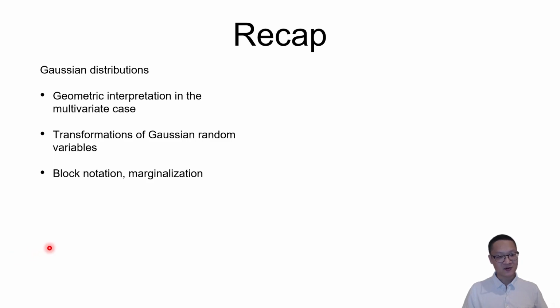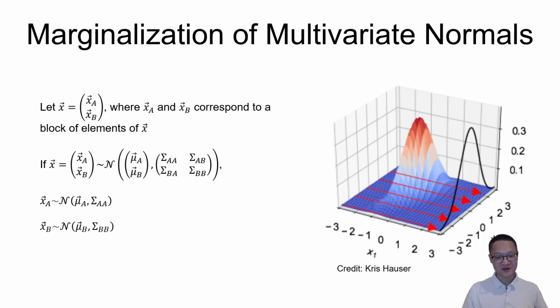Last time we focused a lot on Gaussian distributions. We drew some pictures to interpret the distributions geometrically using the eigendecomposition of the covariance matrix. And then we talked about a few different transformations of Gaussian random variables. And finally, we introduced block notation and the marginalization of jointly Gaussian variables.